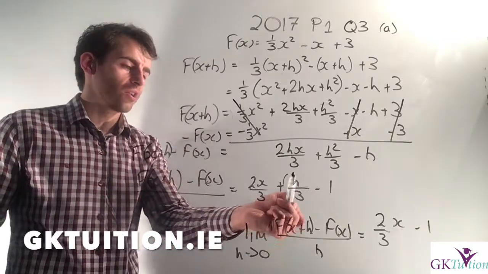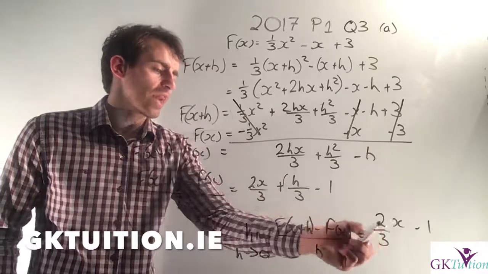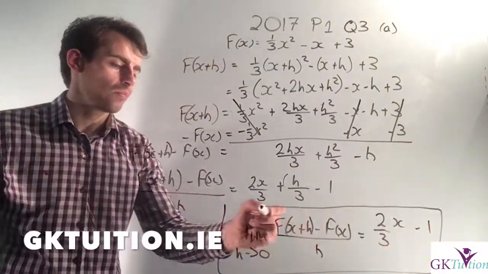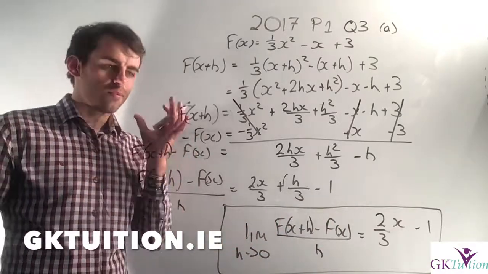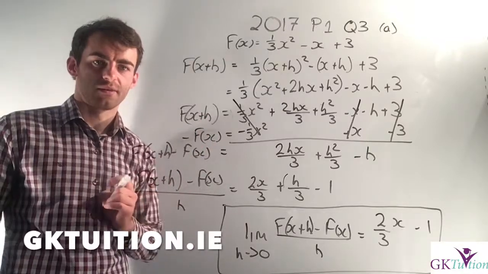So clearly the middle term, if h was a 0, the middle term will cancel out. And I'm just left with 2/3 x minus 1. So my final answer in this case is this line. Again, I just want to stress, make sure you're writing down your left-hand side and your right-hand side.